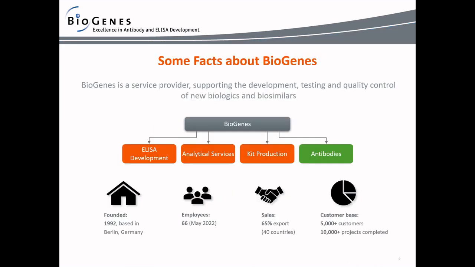Let me briefly introduce BioGenes as a company for those who are not familiar with our services. We support the development, testing, and quality control of new biologics and biosimilars. Apart from our kit production and analytical services, we produce antibodies. One of our core services is the ELISA development. In this context, we offer robust and reproducible ELISA-based HCP monitoring. And today I'm going to discuss the important steps for our customized HCP ELISA development.